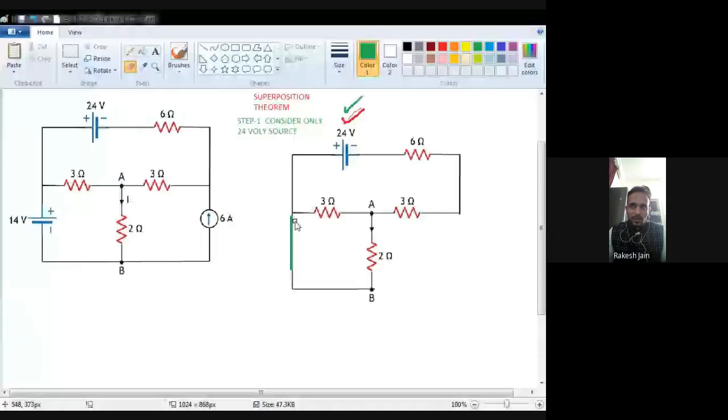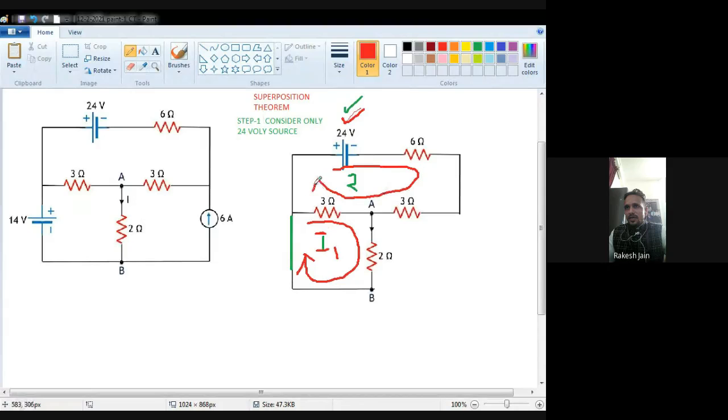When I open it, now what will happen? There is no meaning of this line branch, and there is also no meaning of this branch. So this one is here. Now you have to find out the current I. Now mark this as I1. What is the current through this 2 ohm resistance? Because this is the first step, I consider this as I1.